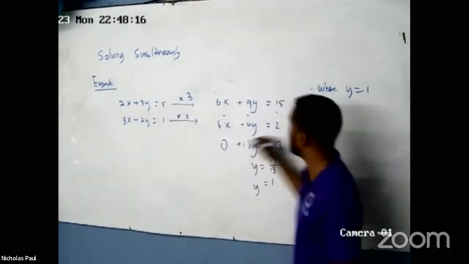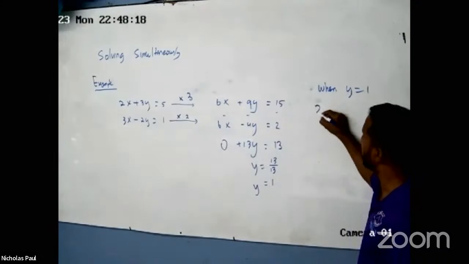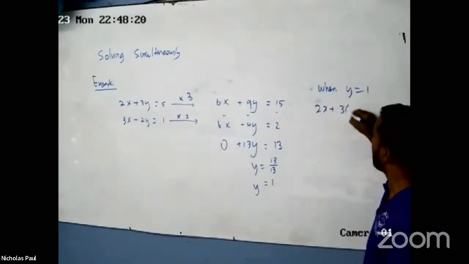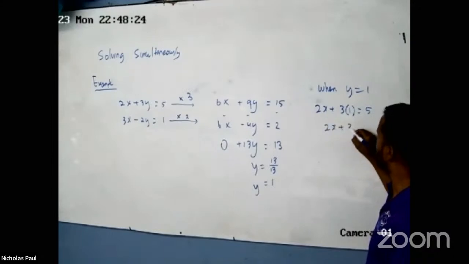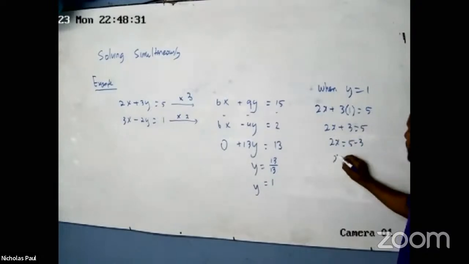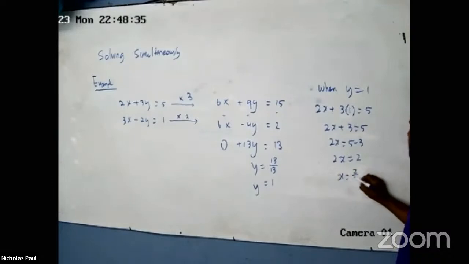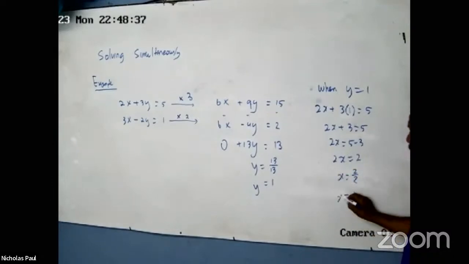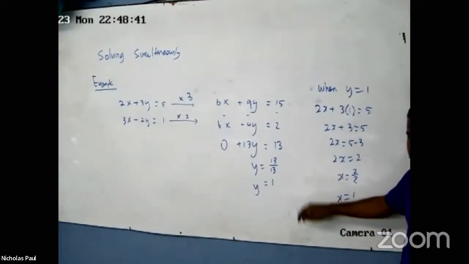I'll take the first one. When y is 1, 2x plus 3 by 1 is 5. So 2x plus 3 is 5. Carry across the 3. 2x is 5 minus 3. 2x is 2. x is 2 over 2. x is also 1. So we've solved x and y. Okay?